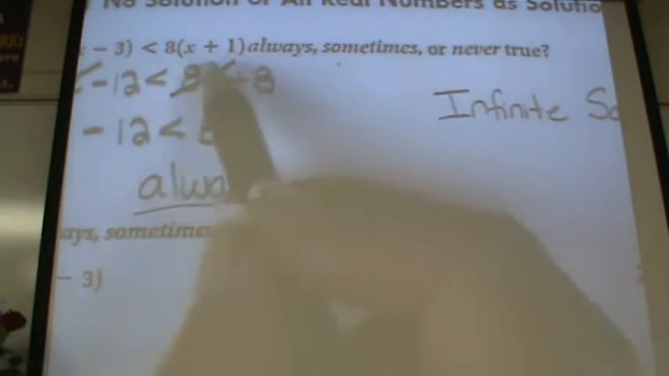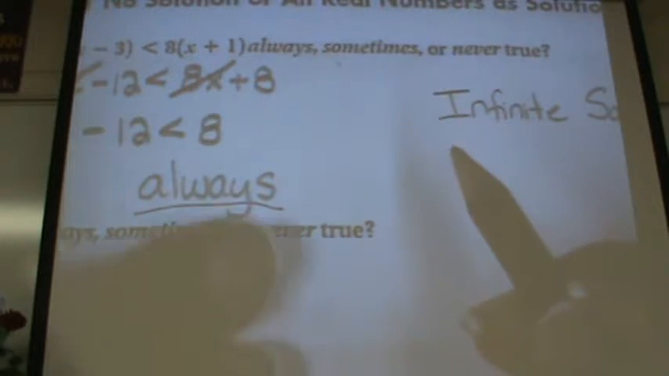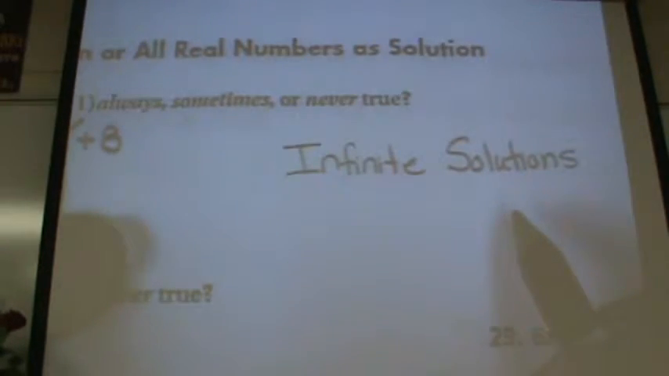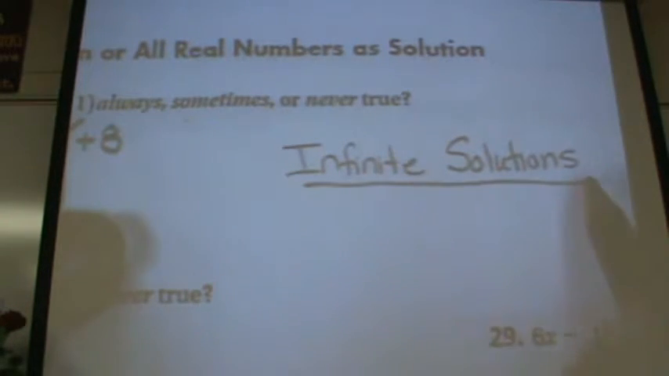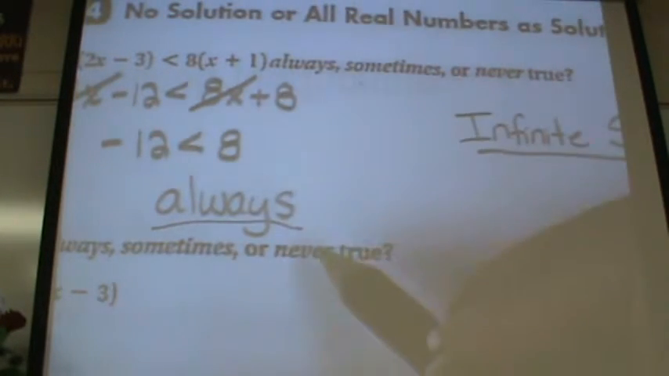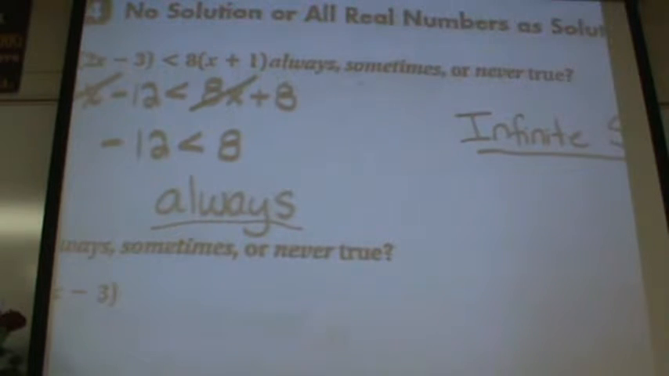So, with that being said, I get this answer all the time. I'll ask a question. Is this sometimes, always, or never true? And people will do this, and then they'll write infinite solutions. This is a correct answer for a different question. The question is, is this sometimes or never true? Or always? And it's always. Now if I said, what's the solution, and you wrote always, that is incorrect also. Even though I know what you're talking about, you're not answering my question.